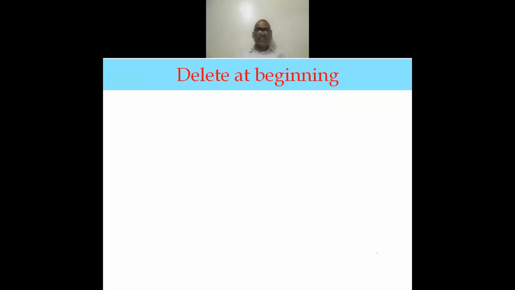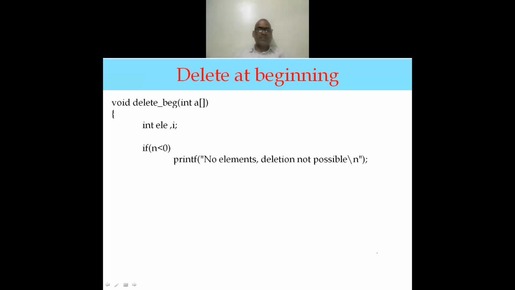And if you want to delete at the beginning, what we have to do here is take that starting location element, and again we check if the number of elements is less than 0, there are no elements in the array, and deletion is not possible.